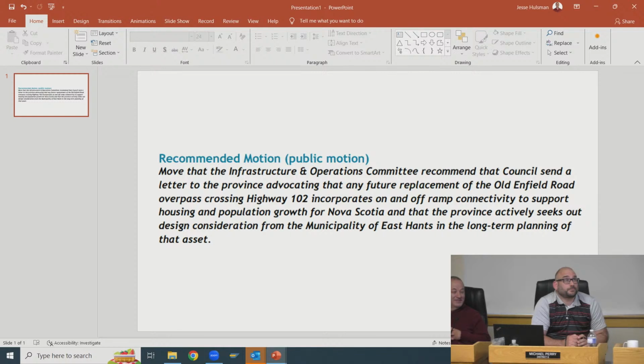Thank you, Madam Chair. I move that the Infrastructure Operation Committee recommend to council send a letter to the province advocating that any future replacement of the old Enfield Road overpass crossing Highway 102 incorporates an on and off ramp connectivity to support housing and population growth for Nova Scotia, and that the province actively seek out design consideration from the municipality of East Hants in the long-term planning of that asset. I so move.